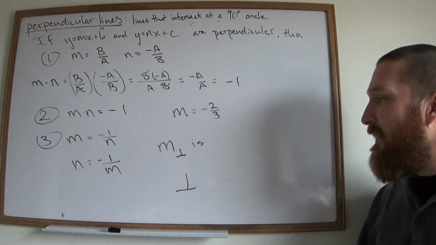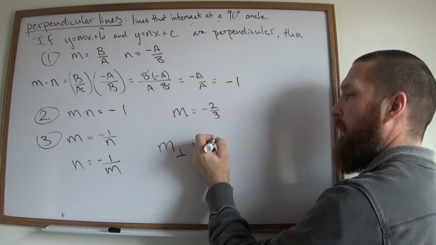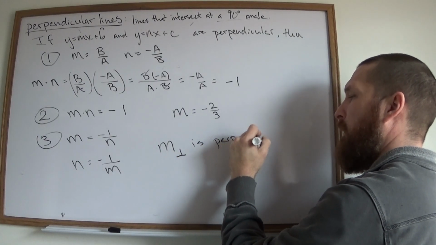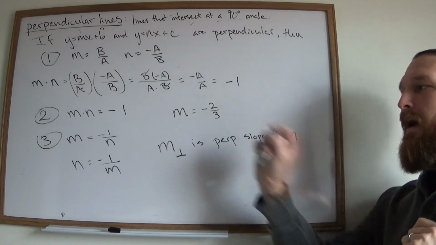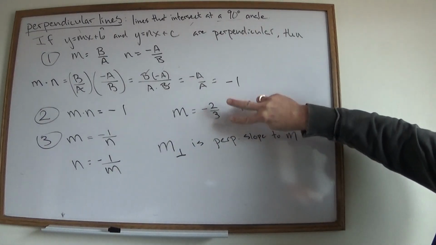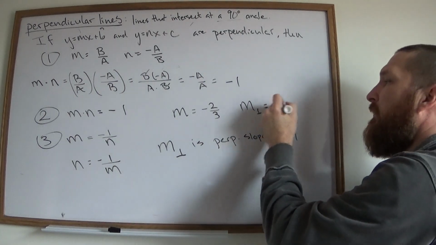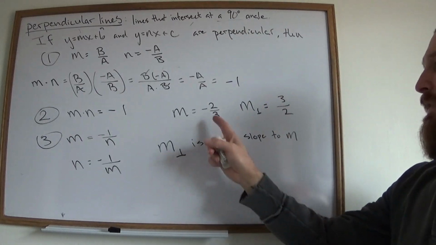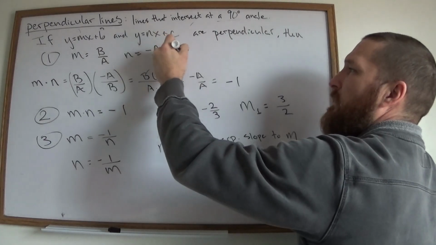Makes sense. m perp is the perpendicular slope to m. So if you have an m, then the perpendicular slope to it is, you flip, this is how you use this first one. You flip the roles of rise and run, 3, 2, and then you make it negative. So if it was negative, it becomes positive, right? So that's how you use this one.